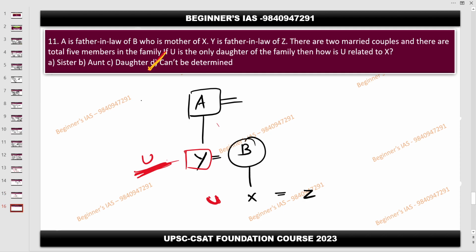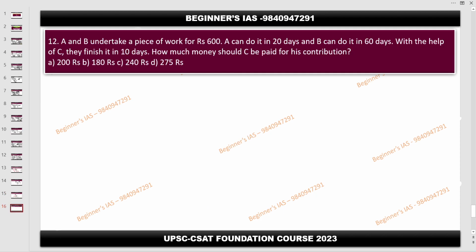Fine. So last question of today's class. A and B undertake a piece of work for rupees 600. A can do it in 20 days, B can do it in 60 days. With the help of C, they can finish in 10 days. How much money should be paid for his contribution? First of all, find out the contribution done by C. How much part of the work has been done by C in a day? Then easily you can know.